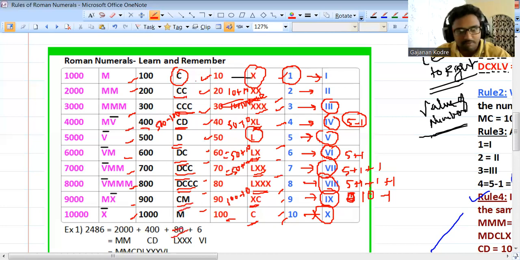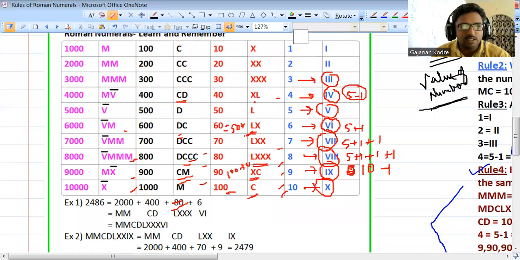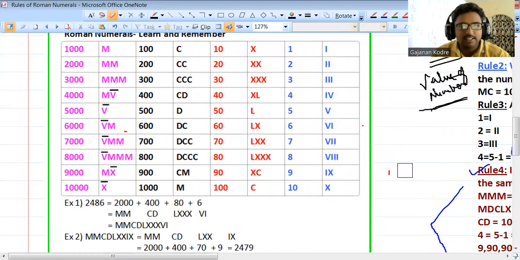So like this, if you remember these symbols for multiples of 10, 100 and 1000, then you can go with a very simple trick. What is the trick? Expanded form. Whatever your number is, write it in expanded form, and you will get to see its answer very quickly.